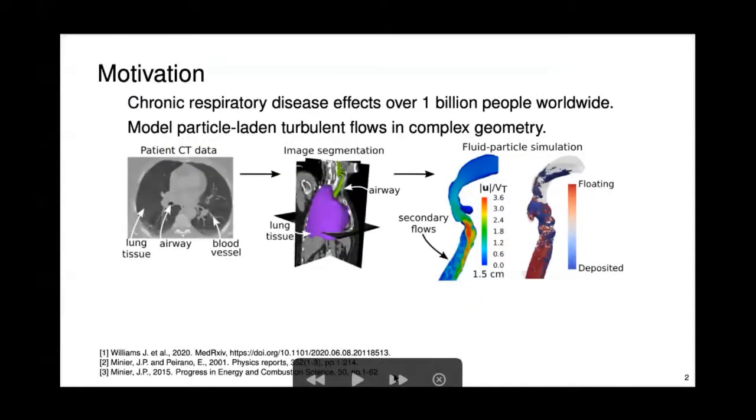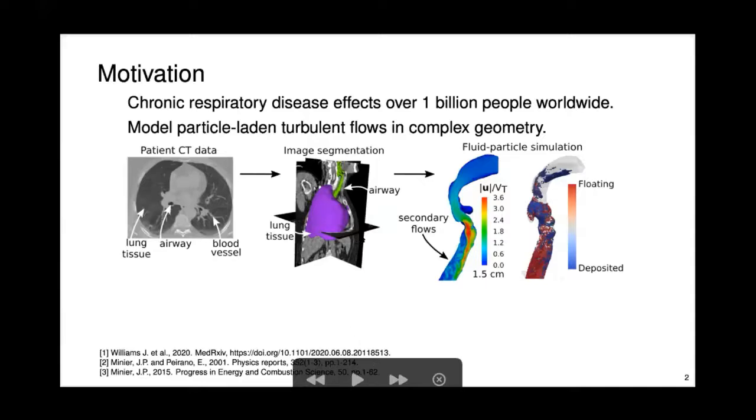So currently respiratory disease such as asthma affects over 1 billion people worldwide, and these diseases are mainly treated with inhaled drugs. But the problem is that the drug deposition is known to vary quite dramatically across different patients. So CFD modelling is an emerging tool to predict how drugs deposit in patients' airways.